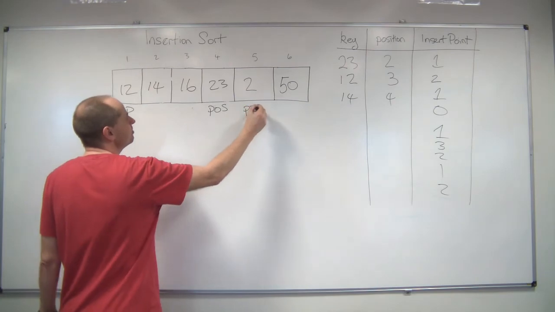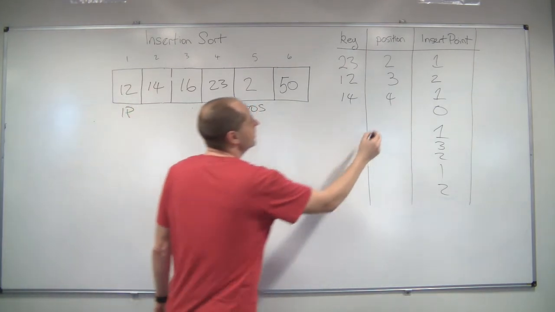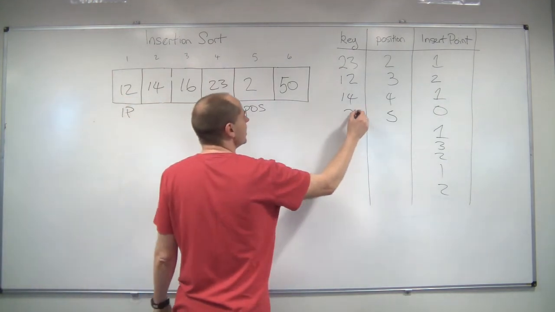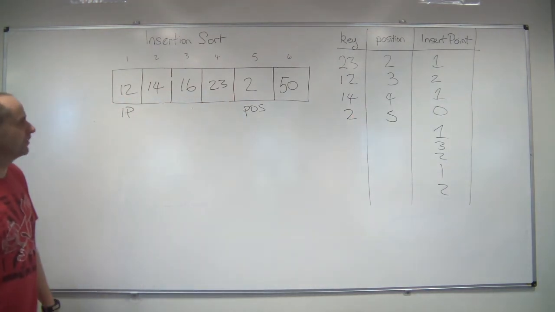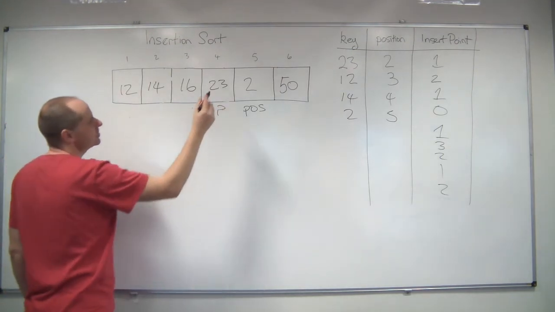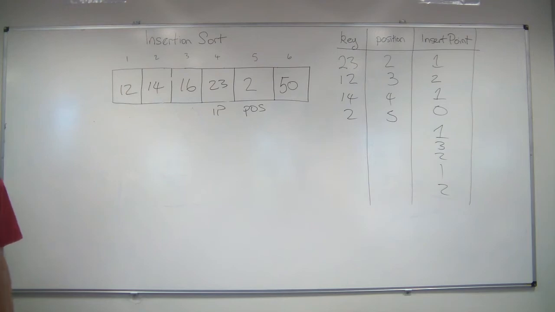So let's move pos up to the next item and grab that value. It's a 2, so this is going to be a pain in the neck. A lot of shuffling going to go on here. The insert point goes to 4. Yeah, the insert point is just 1 less than where you're looking to start with. The position in 5 becomes 23. The insert point moves back 1.